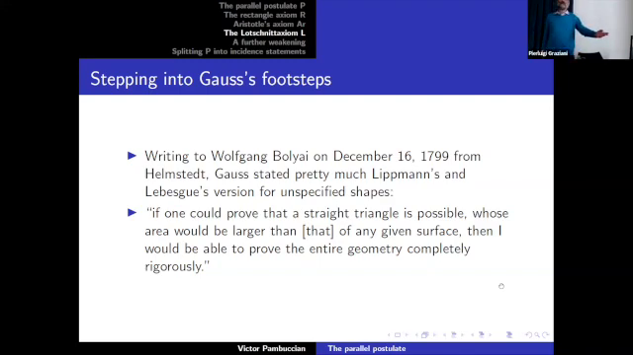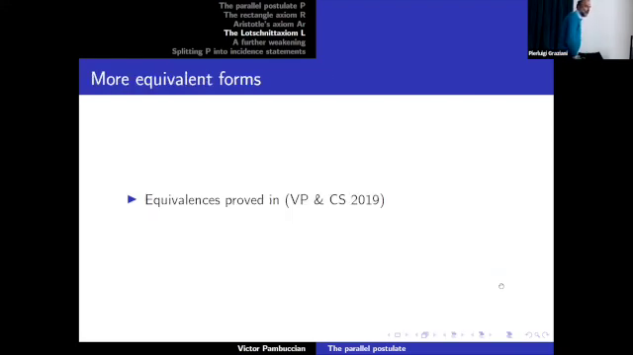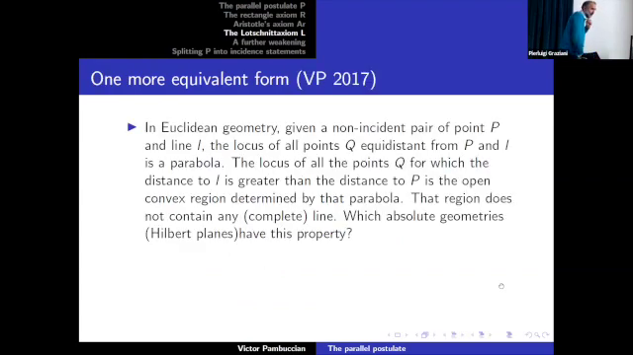What does the last part mean? If you give me this, obviously with the Archimedean axiom, because in 1799 nobody doubted it, then I can get you the Euclidean parallel postulate. That's what it means to prove the entire geometry completely rigorously. So the equivalences of the two forms, Lippmann and Lebesgue, with the Bachmann's form, say, of the Lochnik axiom, were proved in a paper that I wrote with Celia Schacht in 2019.